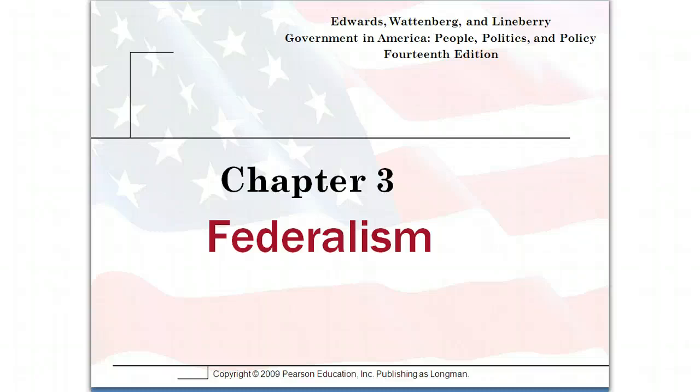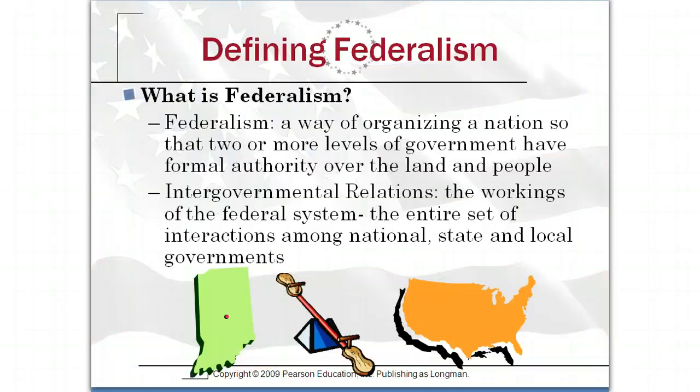Today we are going to be talking about Chapter 3, which is about federalism. Federalism is a way of organizing a nation so that two or more levels of government have formal authority over the land or people. So I have pictures down here to help you understand this.